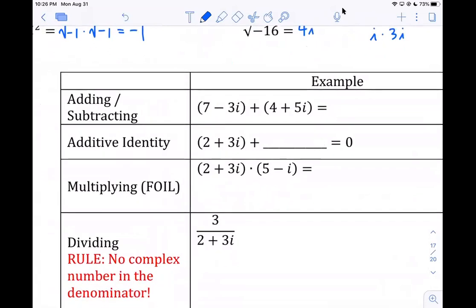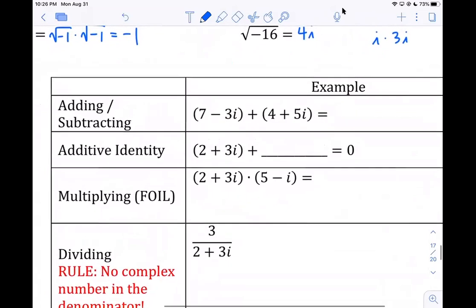All right, so let's look at some properties of complex numbers. First, adding and subtracting is very easy. Just think of it as if you're combining like terms where i is like x. So 7 plus 4, that's the a part of a plus bi, so this is 11. And then the -3 plus 5i, so then we have 2i. Additive identity just means what do I add to the complex number so I end up with 0. So that's pretty easy. It's just going to be the opposite. Multiplying is also very easy. You just think of this complex number as if it's a binomial, so then you can just use FOIL.